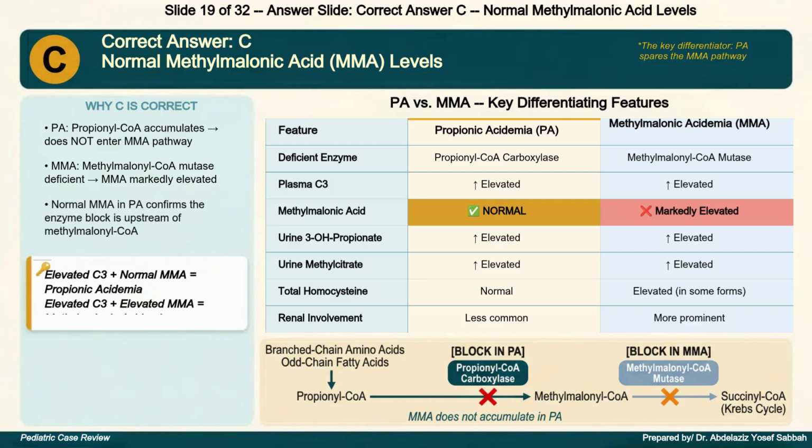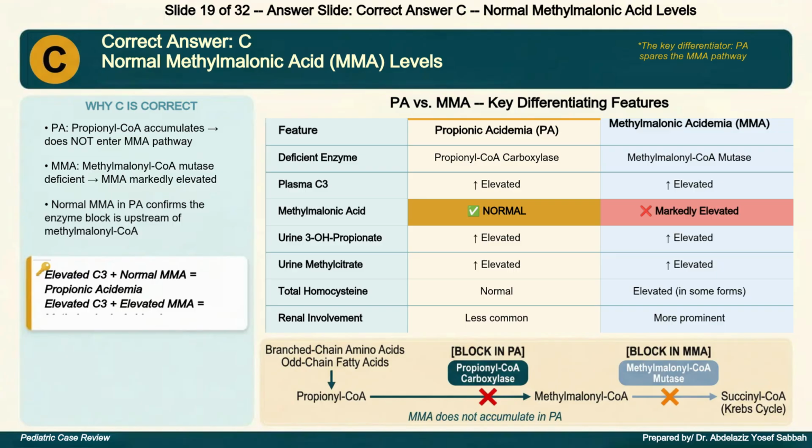The correct answer is option C, normal methylmalonic acid levels in urine and plasma. This is the key differentiator between propionic acidemia and methylmalonic acidemia. In propionic acidemia, propionyl coenzyme A accumulates but does not enter the methylmalonic acid pathway because the enzyme block is upstream of methylmalonyl coenzyme A. Therefore, methylmalonic acid remains normal.